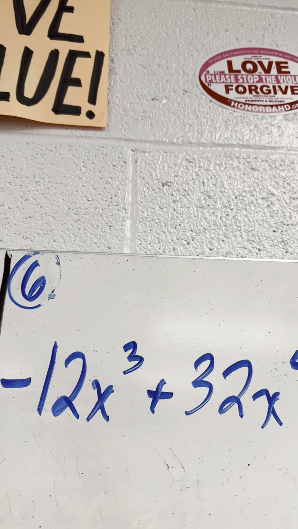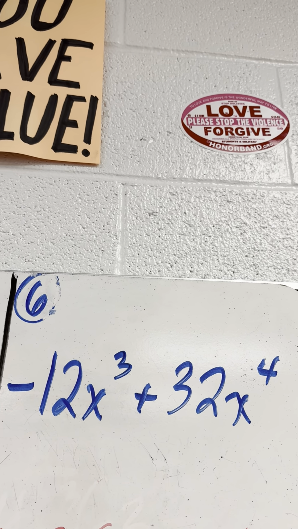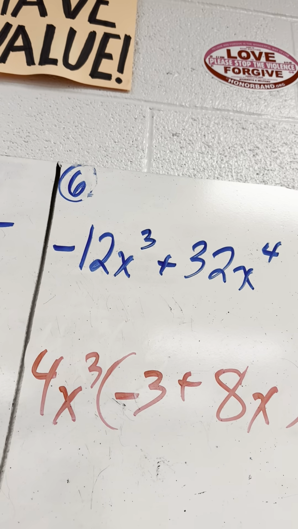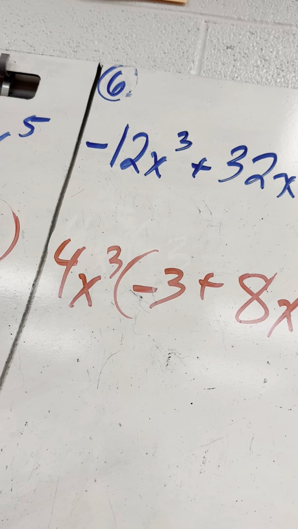Negative 12x to the third minus 32x to the fourth. They both have 4 common and x to the third. So you're left with negative 3 plus 8x. Okay.